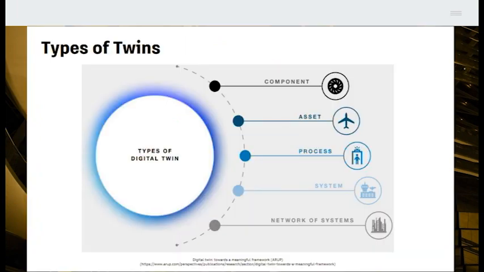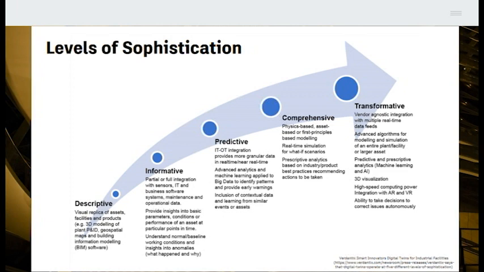There's multiple types of digital twins. We have the component, asset, process systems, network systems. There's different levels of sophistication of these. We have descriptive: a visual replica of assets, facilities, and products, a 3D model of a plant, geospatial maps, and building information modeling, BIM software. There's informative: partial or full integration with sensors, IT, and business software systems, maintenance, and operational data. Provide insights into basic parameters, conditions, or performance of an asset at particular points in time. Understanding normal baseline working conditions and insights into anomalies. What happened and why.